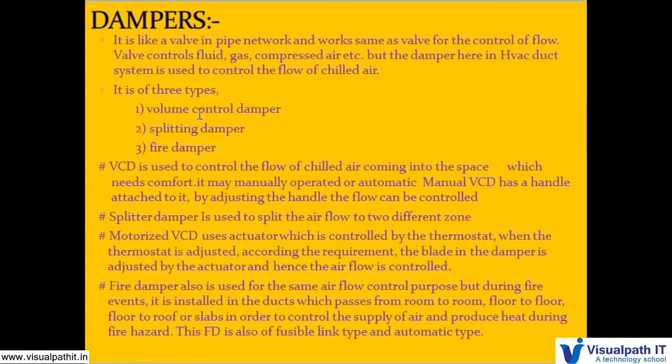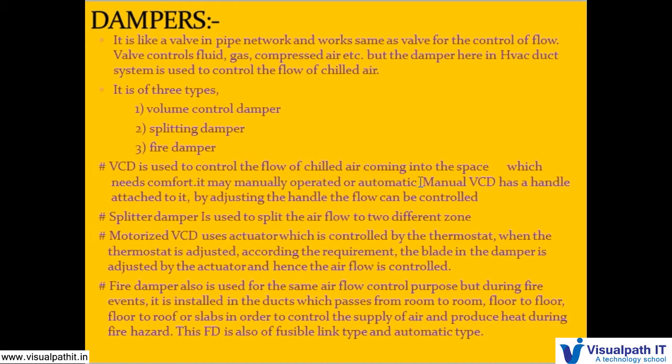It is of three types: volume control damper, splitting damper, and the third one is the fire damper. Let us look into the volume control damper. It is called VCD. It is used to control the flow of chilled air coming into the space which needs comfort. The spaces are controlled as per the requirement by using this VCD, volume control damper. It may be manually operated or automatically operated. If it is manually operated, it will have a handle. You have to adjust it using your hand.